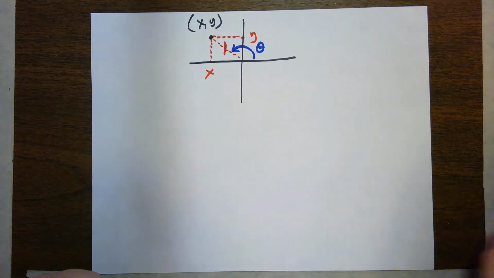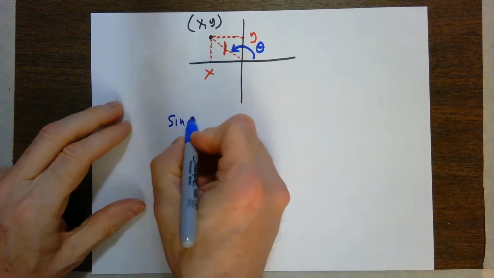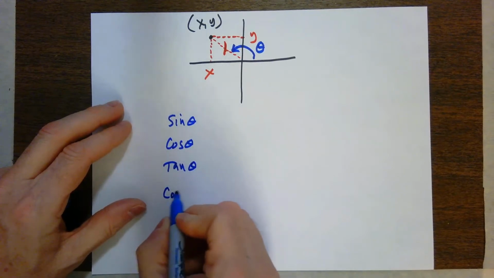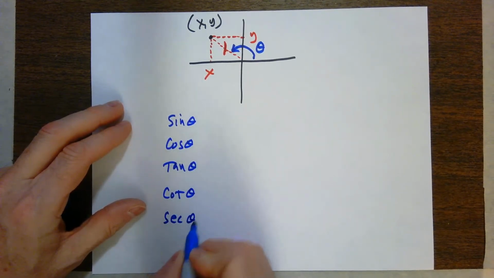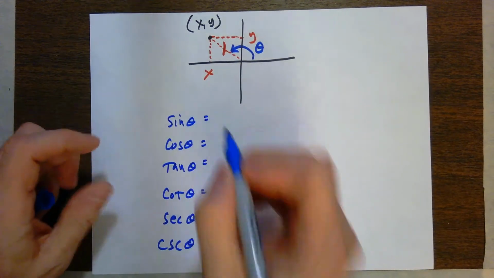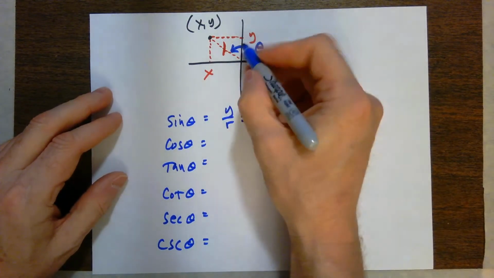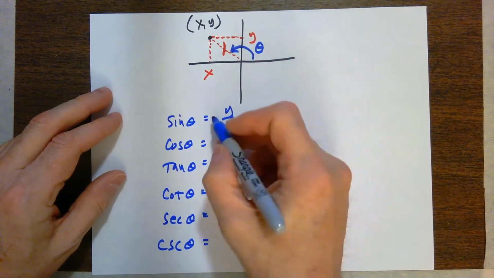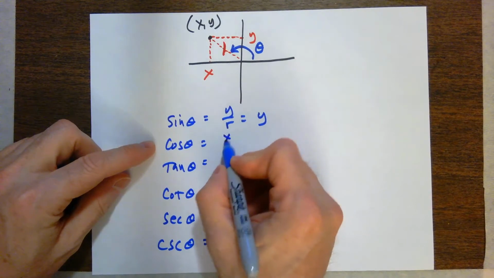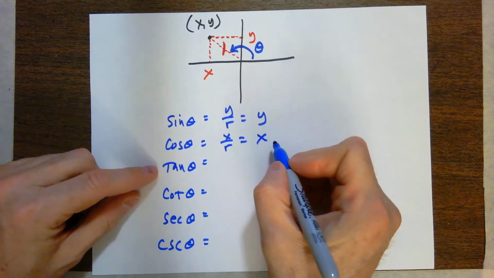So now, what are the trigonometric functions here? What's going to be the sine of the angle, the cosine, the tangent, the cotangent, the secant, and the cosecant? Well, sine is the y value over the r value, but my r value is 1 now. So the sine is really just going to be the y value. My cosine is the x value over the r value, but my r value is 1.